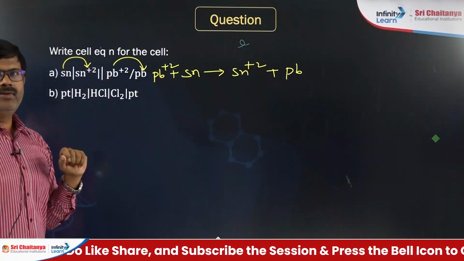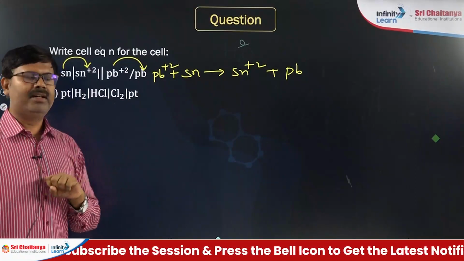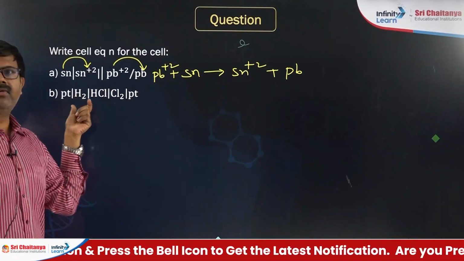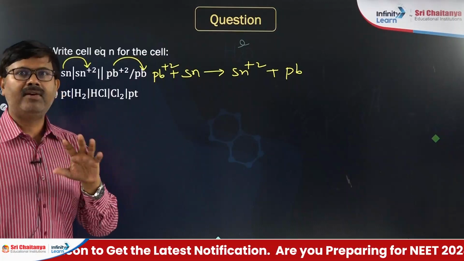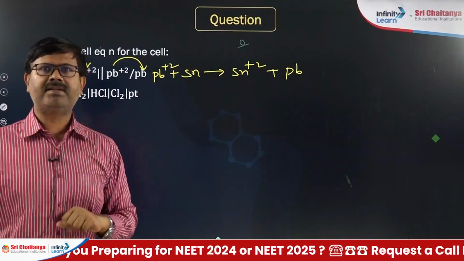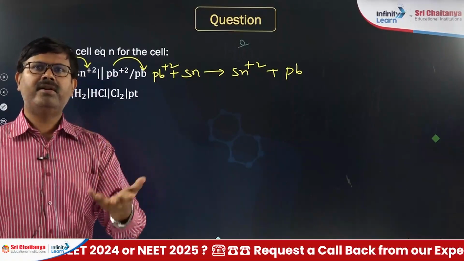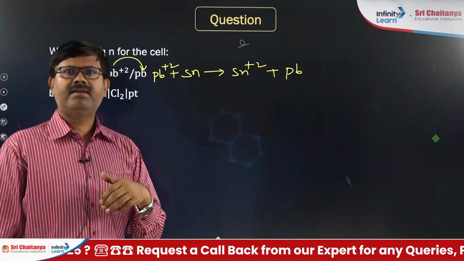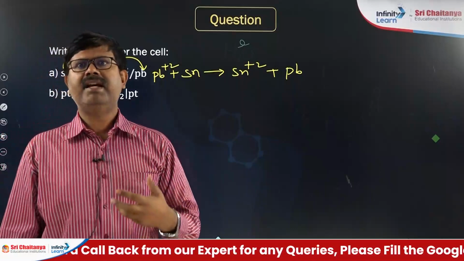Next, in the next galvanic cell notation, the left side is the hydrogen electrode, and the right side is the chlorine, halogen electrode. Now here, if you notice, there is no double slash, which means there is no salt bridge. Sometimes we get a doubt whether a salt bridge is compulsory in a galvanic cell or not.